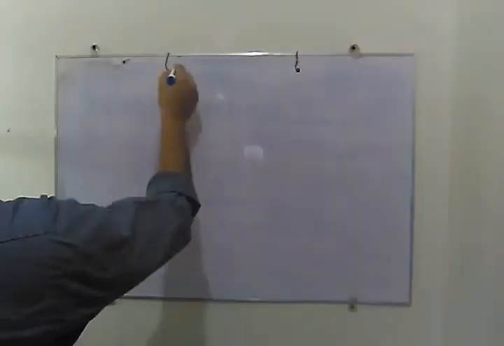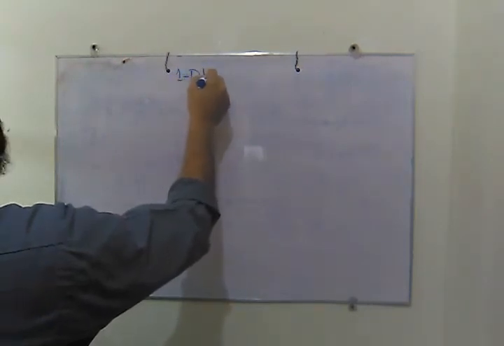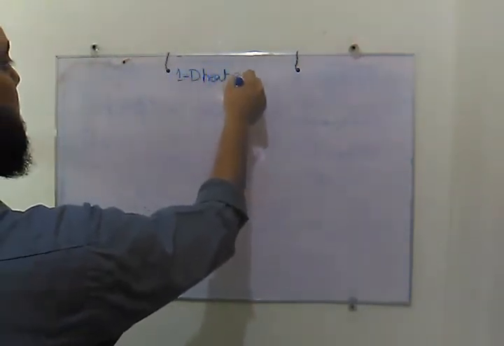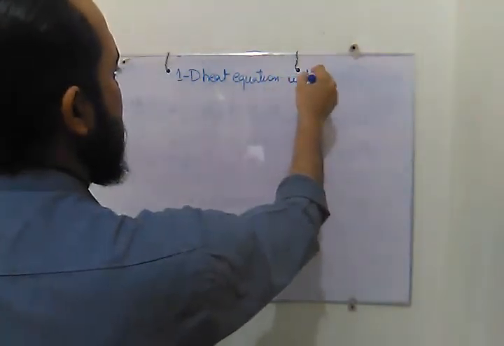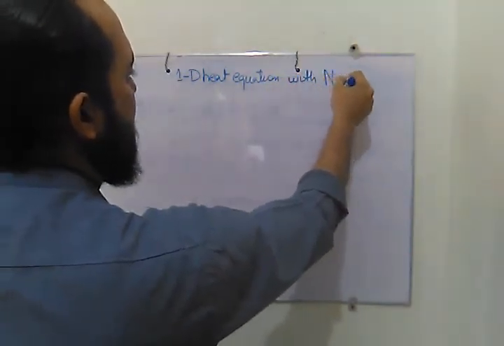So today's topic is the one-dimensional heat equation with Neumann type boundary condition.